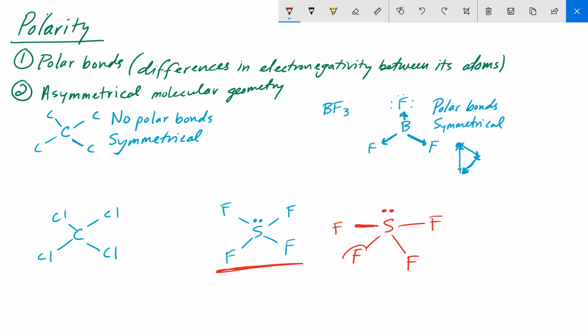These 2 fluorines down here, however, are not pulling exactly opposite of one another. They're pulling exactly opposite of one another in the right and left directions, but not in the up and down direction. There's no fluorine opposing the force that these 2 fluorines are pulling down on the sulfur with. There's nothing pulling up on this central atom.